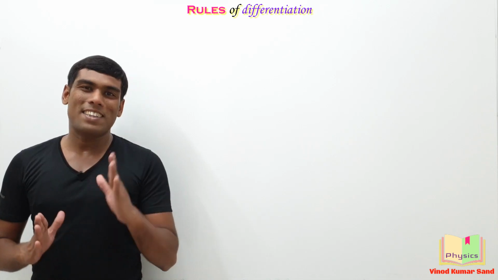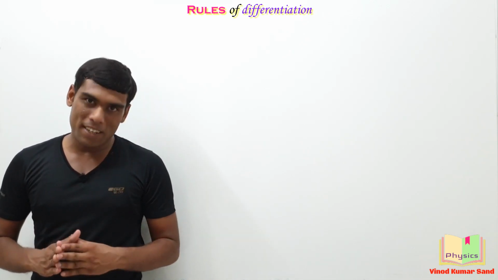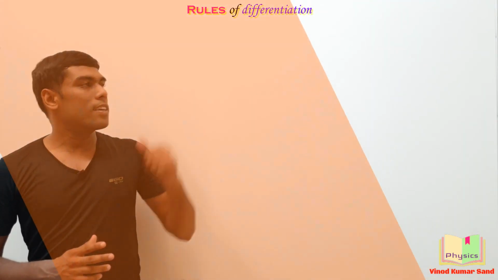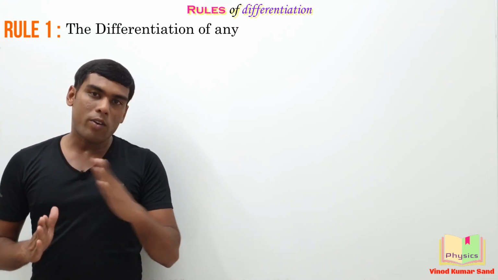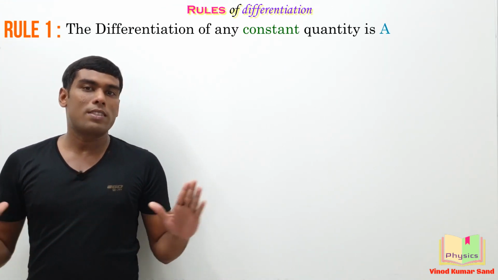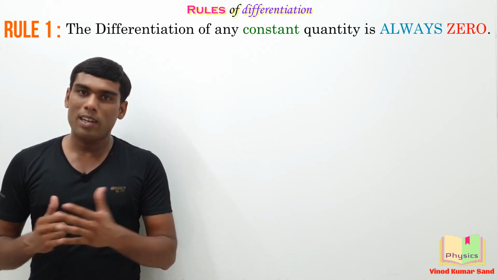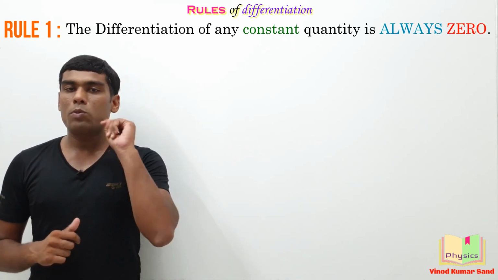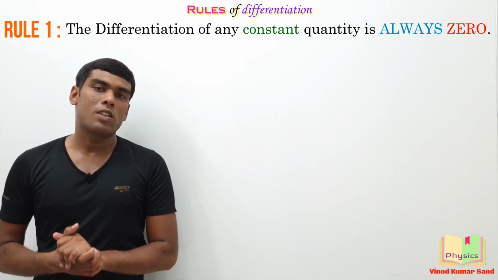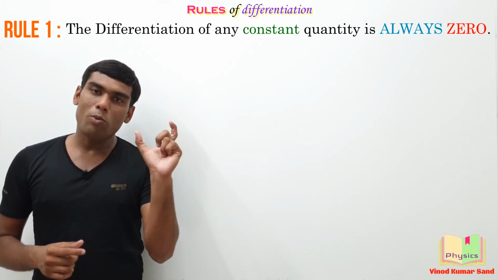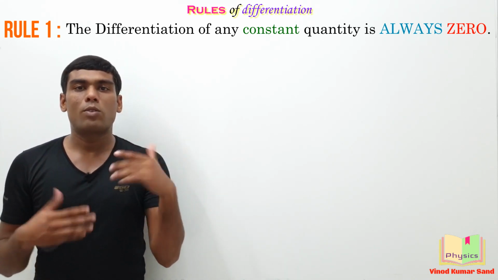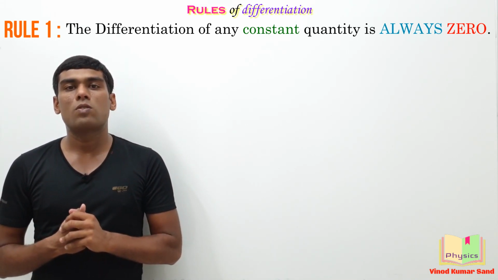Now we are starting the important rules of the differentiation. Here is rule number 1. The differentiation of any constant quantity is always 0. You can learn it logically also. What was the meaning of differentiation? Differentiation means rate of change, and if some quantity is already constant, what will be its rate of change?